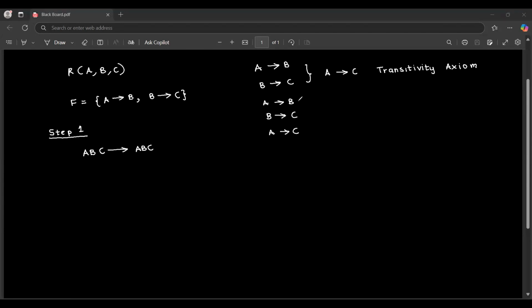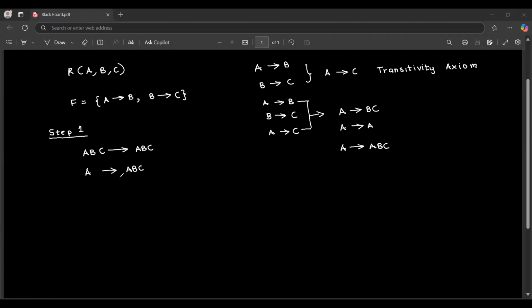By using the union rule, we can say A functionally determines BC. And since A functionally determines A according to the reflexivity rule, we can say A functionally determines ABC also. So this is the derivation process. Now we know A functionally determines ABC.